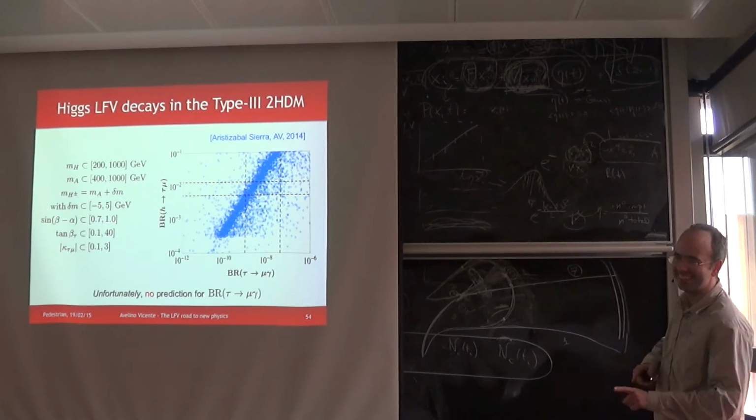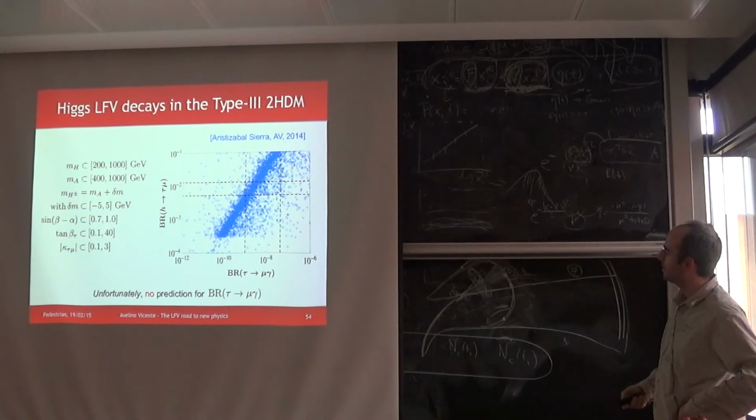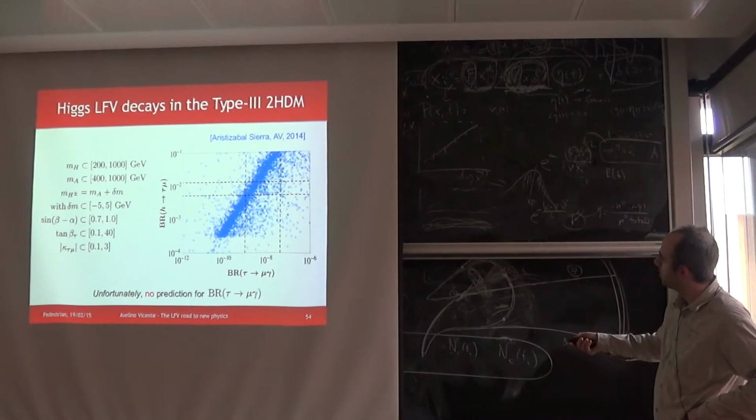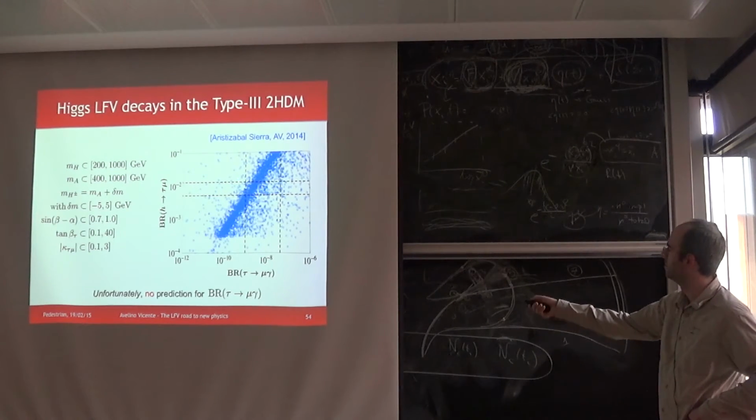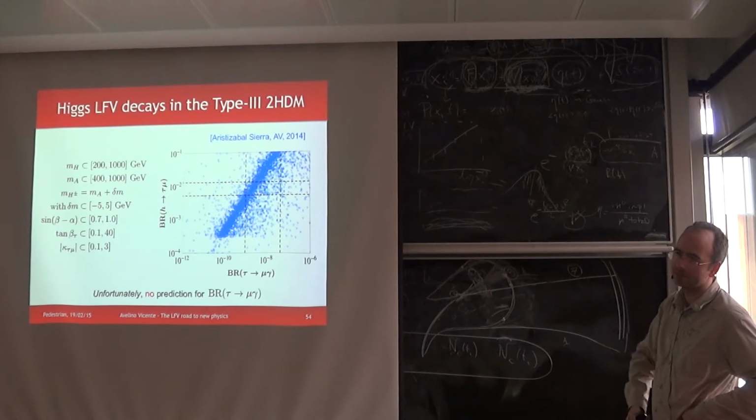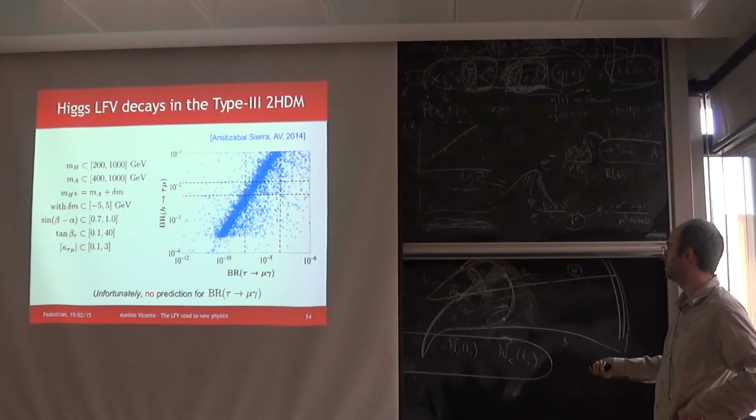Questions? No? Okay. So unfortunately, there is no prediction. If the correlation was perfect, you could predict. You could say, okay, I expect this. But as you see, there are many points which are outside the correlation. And this is a bit unfortunate. But this is how it is.